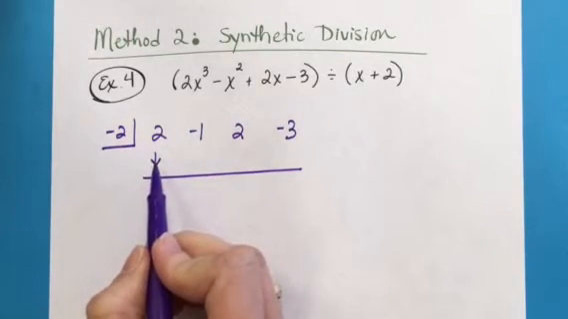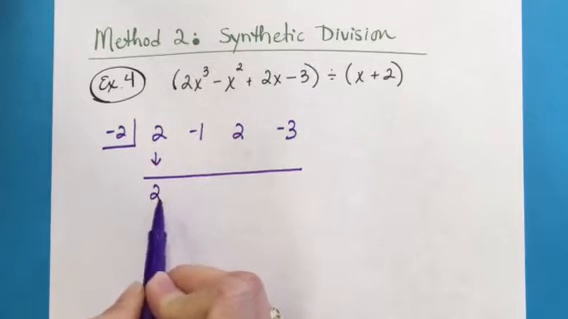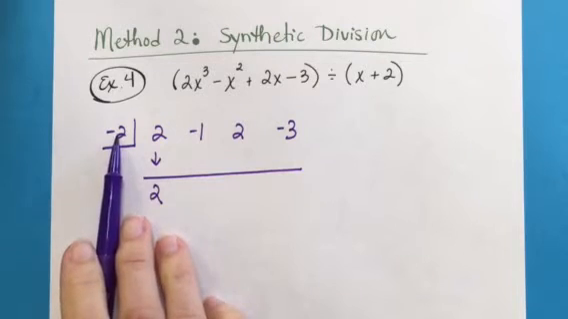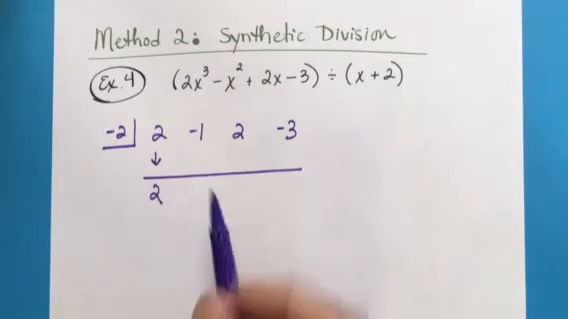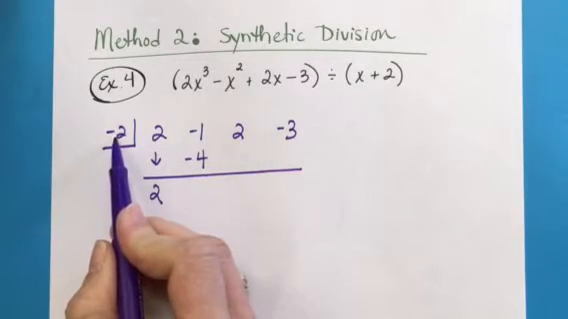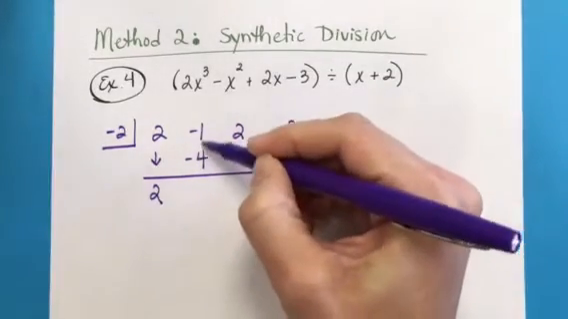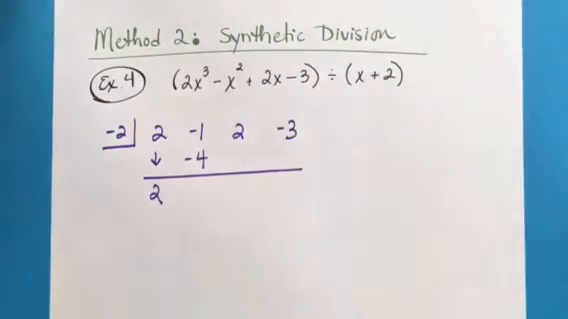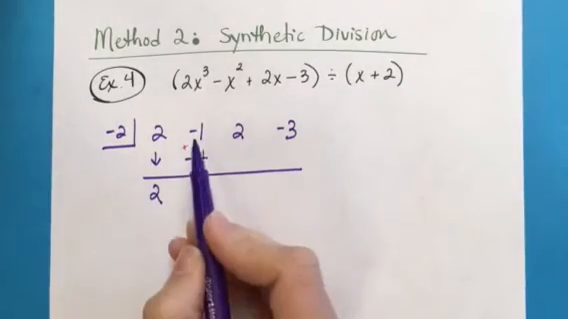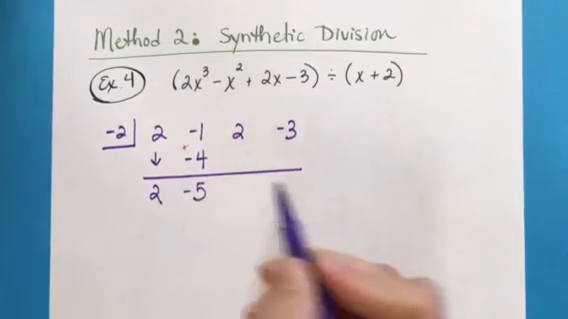Okay, I drew the arrow because your first step is you're going to bring this 2 straight down. Now you start by multiplying the negative 2 times the positive 2, and that's going to give you negative 4, and you're going to put it here. Now these two numbers you're going to add. So negative 1 plus negative 4 is going to give you negative 5.